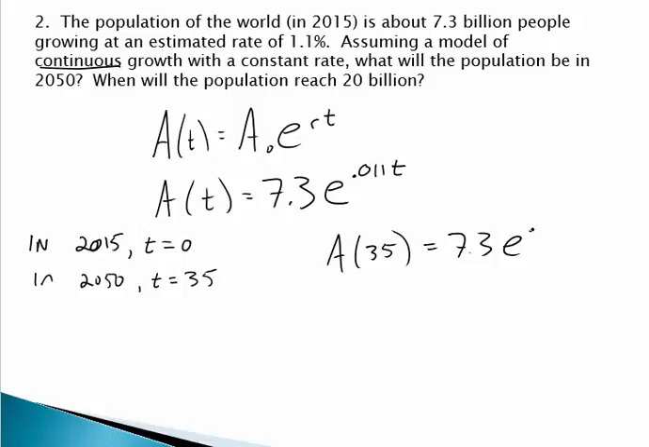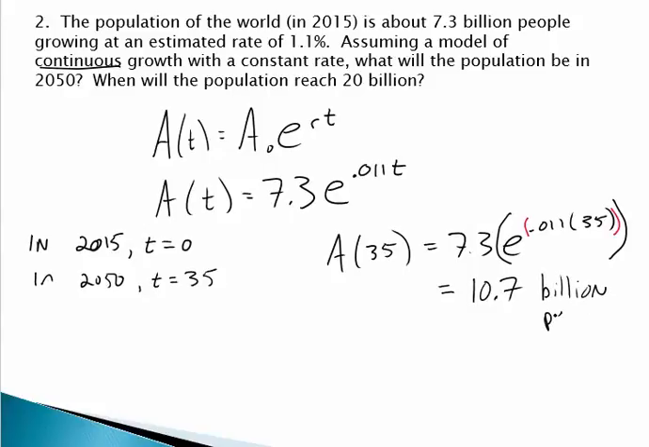So that's all I have to do to answer that first question: evaluate my function when t equals 35. So 7.3 e to the 0.011 times 35. All right, and it's just a matter of plugging that into your calculator. The only thing you got to watch out for is that you raise e to that product of 0.011 and 35. So make sure those are in parentheses, or maybe you do that multiplication first and raise it to the power and then multiply by 7.3. And that should give you a value of 10.7 billion. Remember, this is in billions, so we want to indicate that. And maybe even write people. That's the answer to the first part.